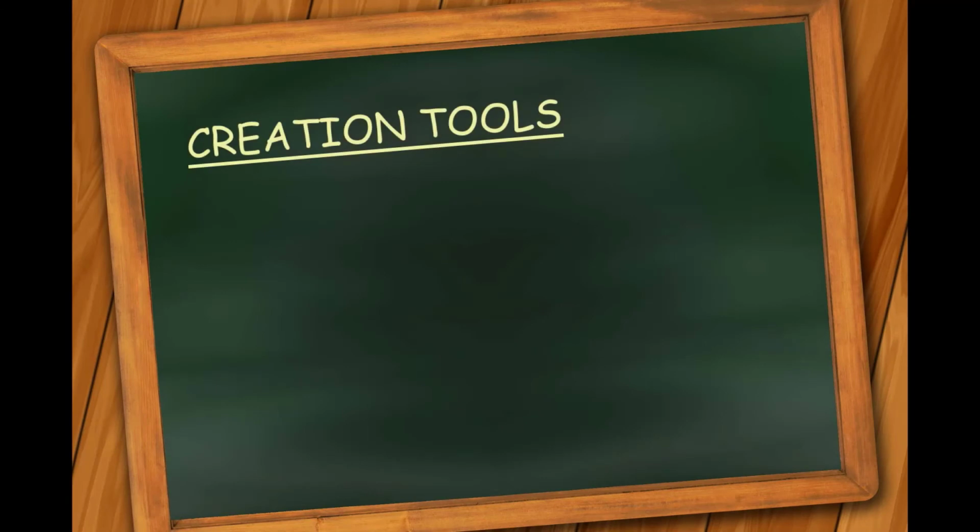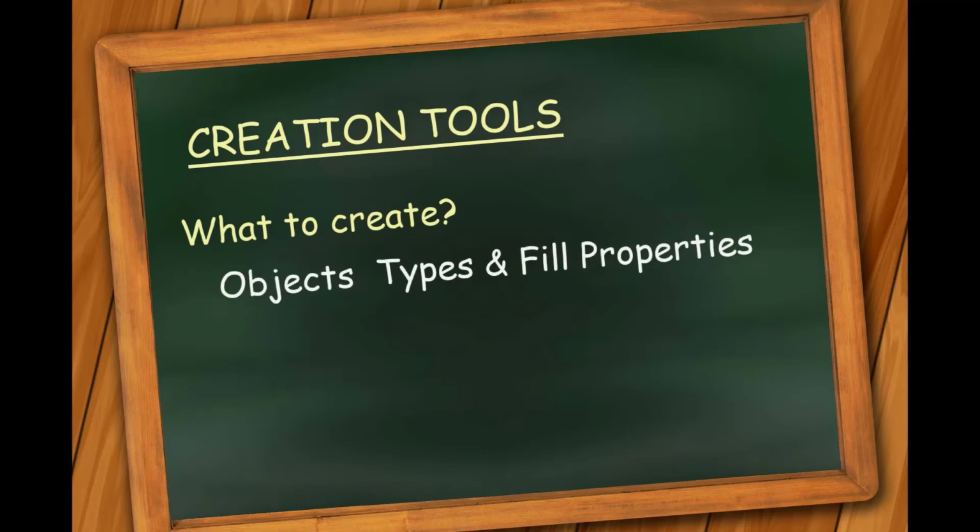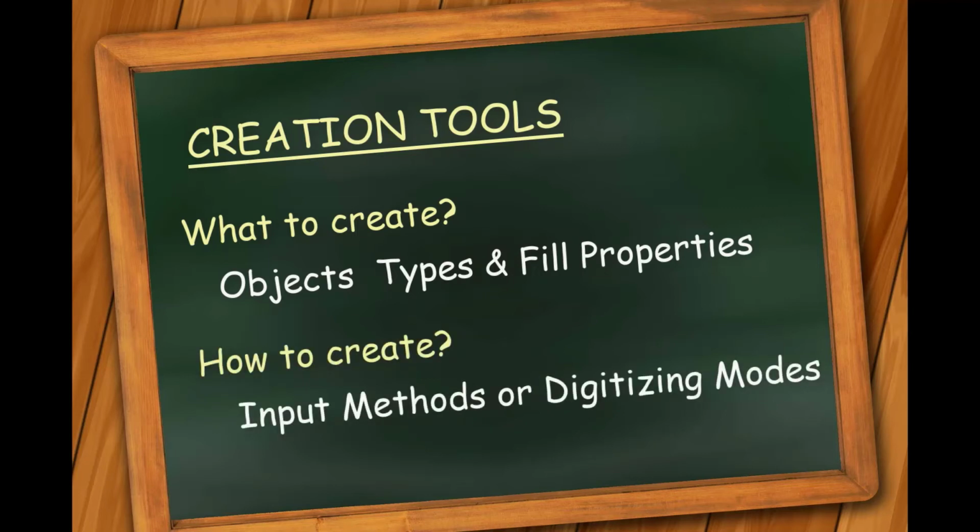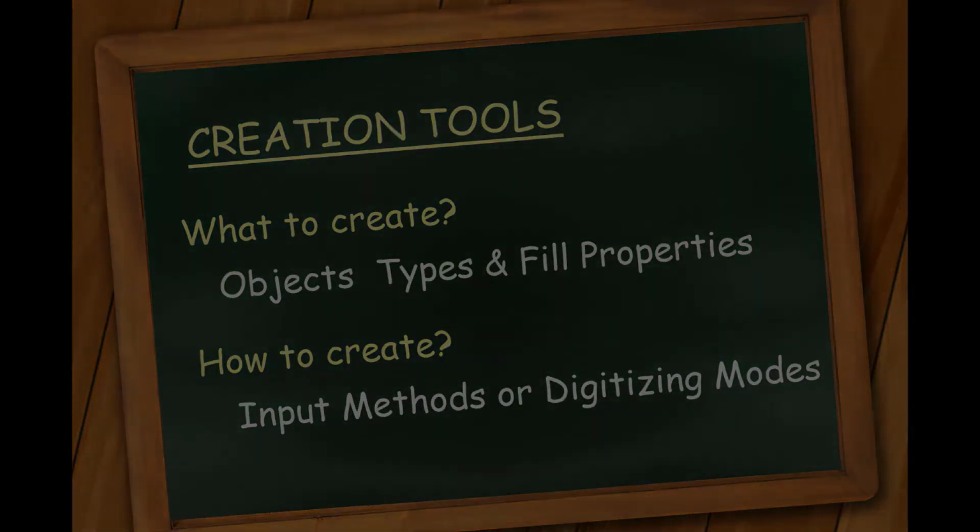There are two aspects when we talk about creation tools. What can we create? It refers to the individual parts to create: object types, fill types, and properties. How can we create? It refers to the available options to digitize the objects, the digitizing modes.